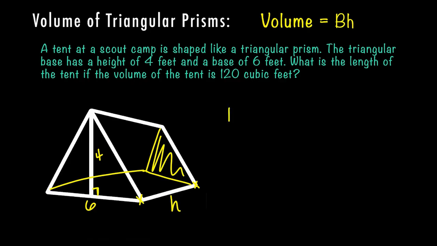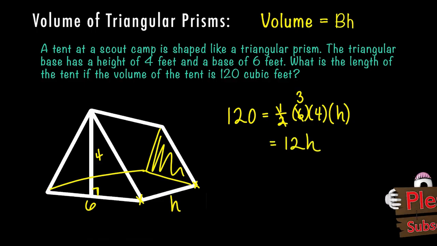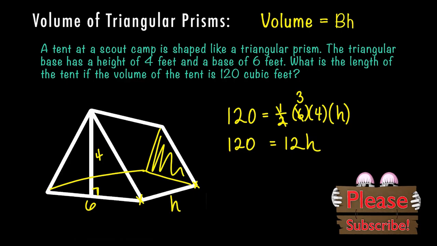I know the volume is 120. I do know the capital B is 1/2, 6 times 4. And then I don't know the height of the prism. So I'm going to put an H there indicating what I'm missing. So again, let's go ahead and simplify the right side. I can find half of 6, which is 3, and 3 times 4 is 12. So now I know 12 times the height equals 120.